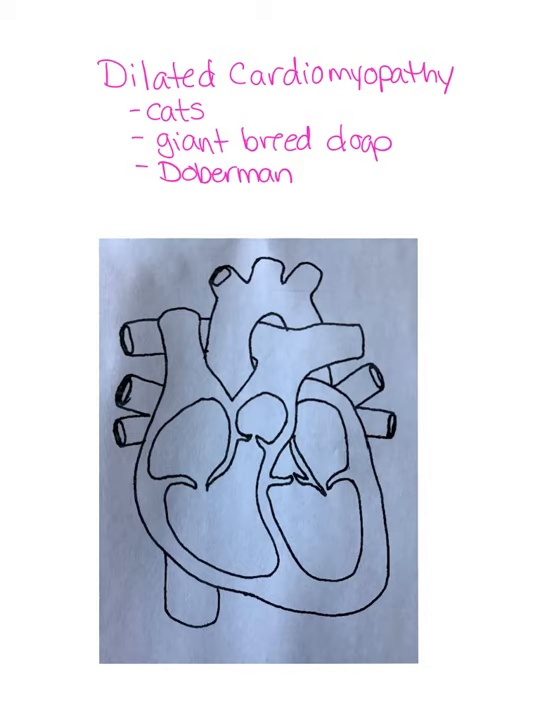So the last couple cardiac diseases we're going to talk about are dilated cardiomyopathy and hypertrophic cardiomyopathy. This slide is going to go over just the dilated cardiomyopathy. This is the one that was more common in cats. It also occurs in giant breed dogs and Dobermans. It is oftentimes diet associated and often linked to a taurine deficiency in their diet.